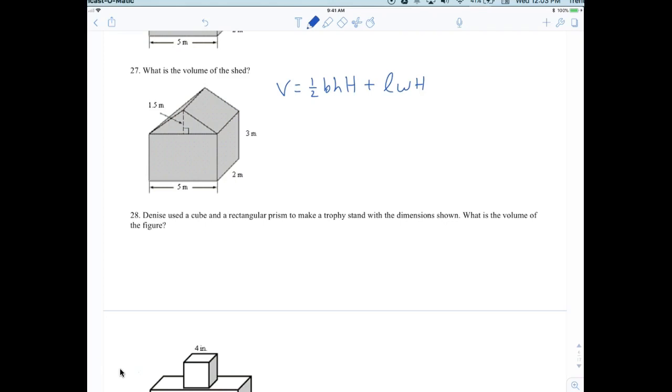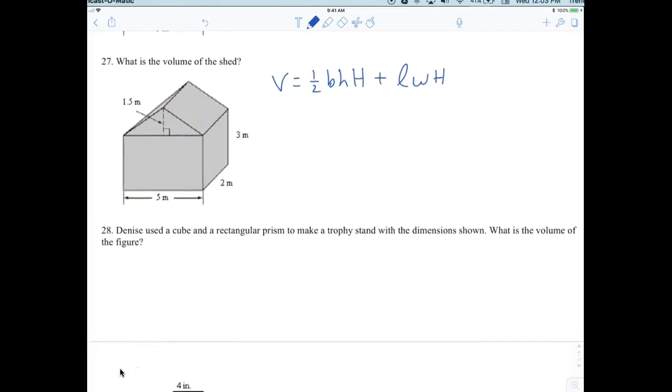Now, for the triangular prism, what is the base and height of the triangle? The height is 1.5, and the base is 5 and 5. The height is 1.5. And then the height of the prism is 2. So let me show you where that comes in.